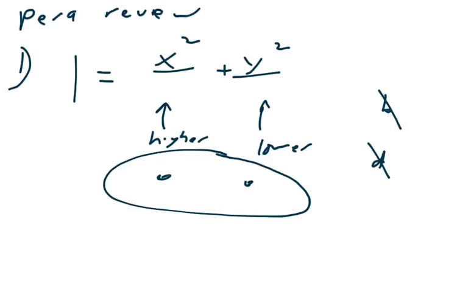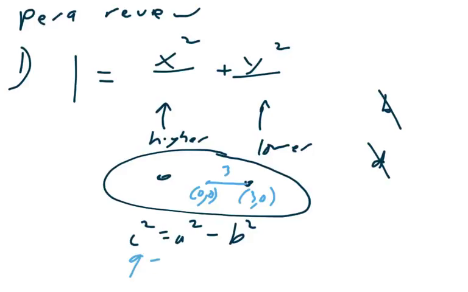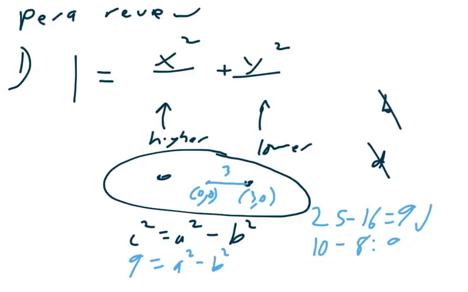So the next question is, what do we know? Well, c squared is equal to a squared minus b squared in this case. And because this goes from 0, 0 to 3, 0, that means that c is equal to 3, which means c squared is equal to 9. So we need a squared minus b squared to equal 9. So does 25 minus 16 equal 9? Yep. Does 10 minus 8 equal 9? Nope. So this has to be the 25 and 16 choice. So my answer for problem number 1 is A.